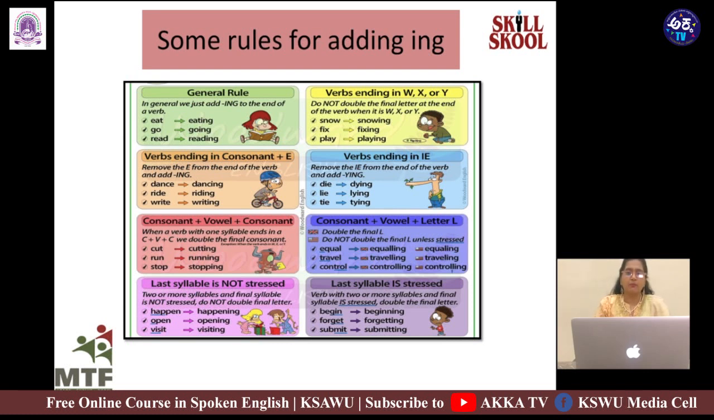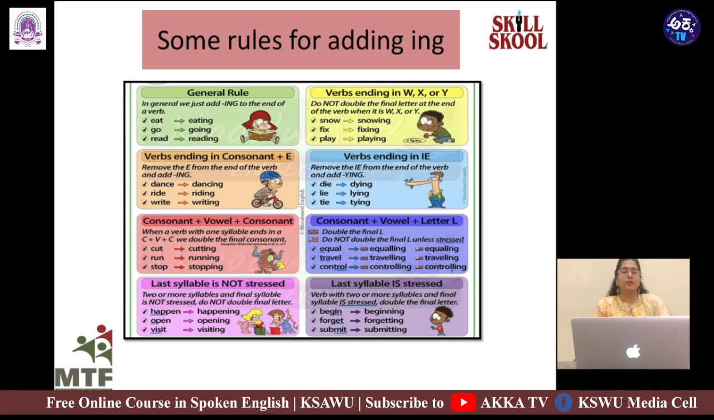Likewise, there are some words ending with w, x or y. Snow becomes snowing. Fix becomes fixing. There are consonants which end in e. So, for example, dance. Now we add ing to make it dancing. Then there are verbs ending in ie. For example, die. Die becomes dying. So I don't add that e again.